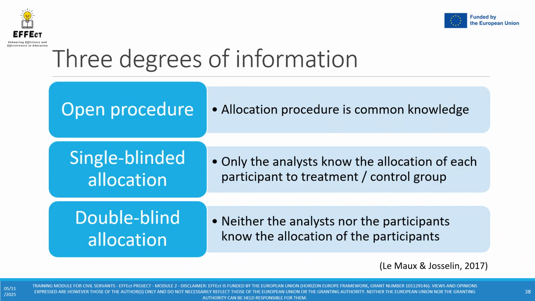In the context of a randomized controlled trial, there exist three different degrees of information. The first one is called open procedure and consists in the allocation procedure being common knowledge. This means that everyone, both the analysts and the participants, know which participant has been assigned to the treatment group and which participant has been assigned to the control group. Then we have single-blinded allocations, in which only the analysts know the allocation of each participant to the treatment or control group. And finally, double-blind allocations, in which neither the analysts nor the participants know the allocation of the participants. So the allocation is basically, for instance, defined by computer, and neither the analysts nor the participants get informed of the eventual allocation.